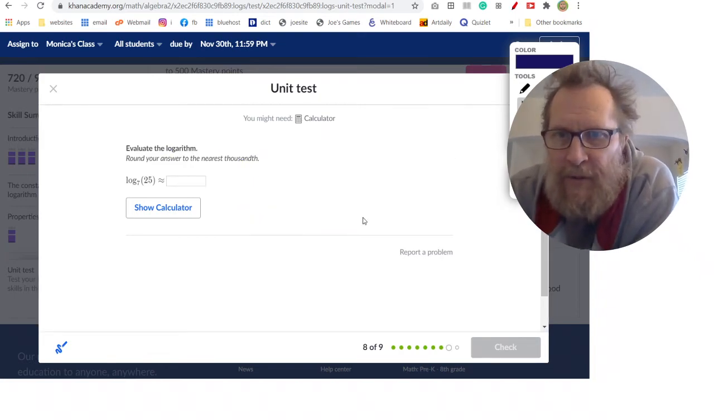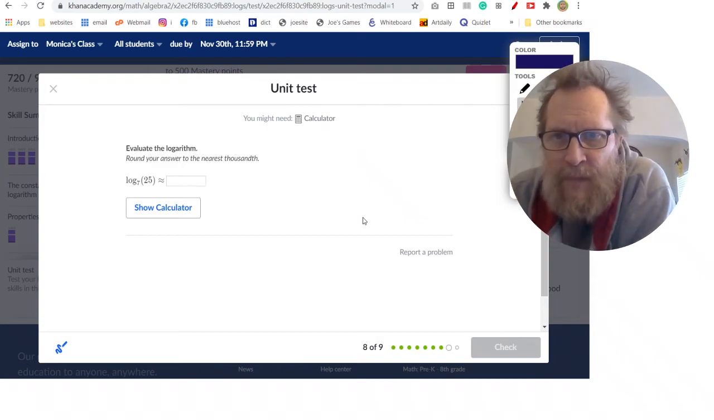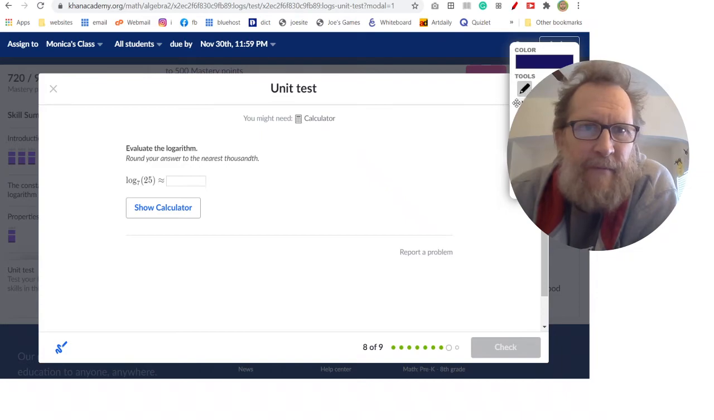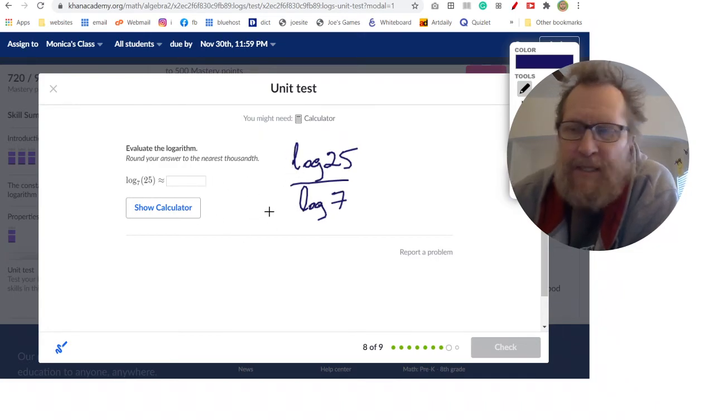Evaluate the logarithm. It says log 25 base 7. Well, I'm going to need to use the change of base rule if I'm going to evaluate with the calculator. So that just means log 25 over log 7. The base goes in the basement. That's the way I think of it. Log 25 over log 7. So then I just type that into the calculator.